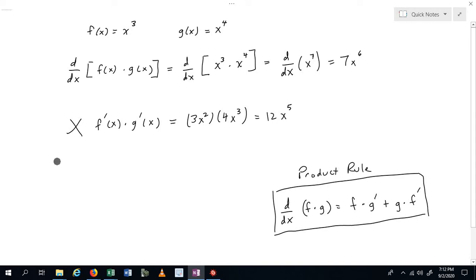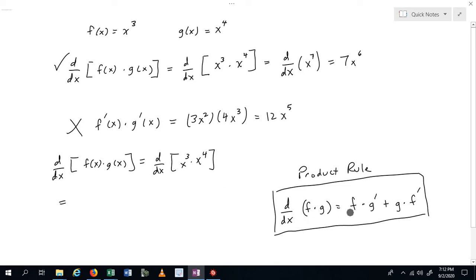Okay, and let's just verify that. So let's take the derivative of f times g using the product rule. Now admit, in this case, I would not use the product rule. I would just do it the way we did it up here. That would be the easiest way of doing it. But I just want to see that the product rule actually gives us the same answer.